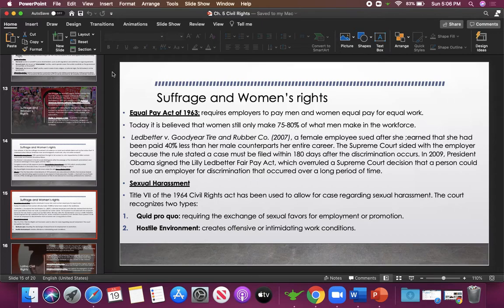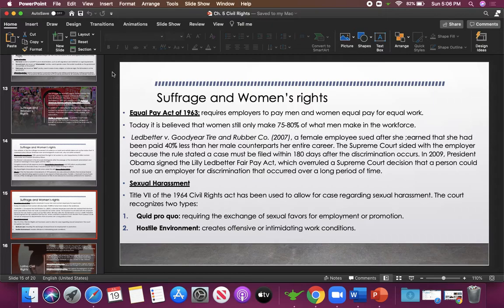So now she can go back and sue the Goodyear Tire Company for everything she is owed over the course of her entire career. So the Lilly Ledbetter Fair Pay Act is still in effect today and is a strong encourager for employers to make sure they are paying people fairly.